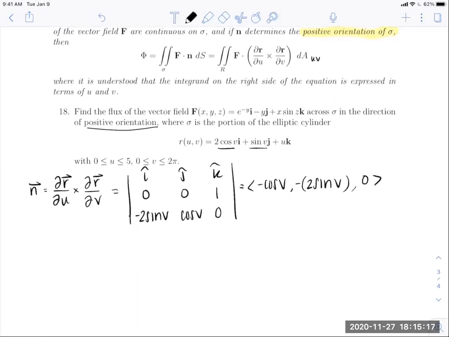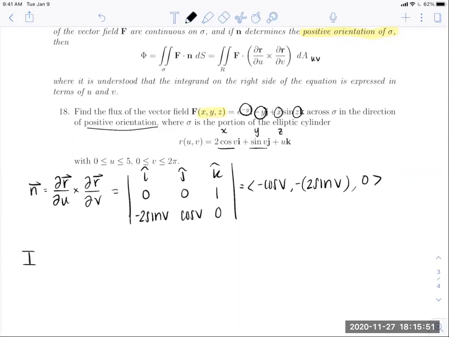Now what we want to do is dot it with our function F. And the first thing that I want to note here is that F is a function of x, y, z. So what we need to do is remember our component functions x, y, and z in the parametrization R and plug those in to our vector field here where we see y, y, x, and z. All right, so let's go ahead and do that.